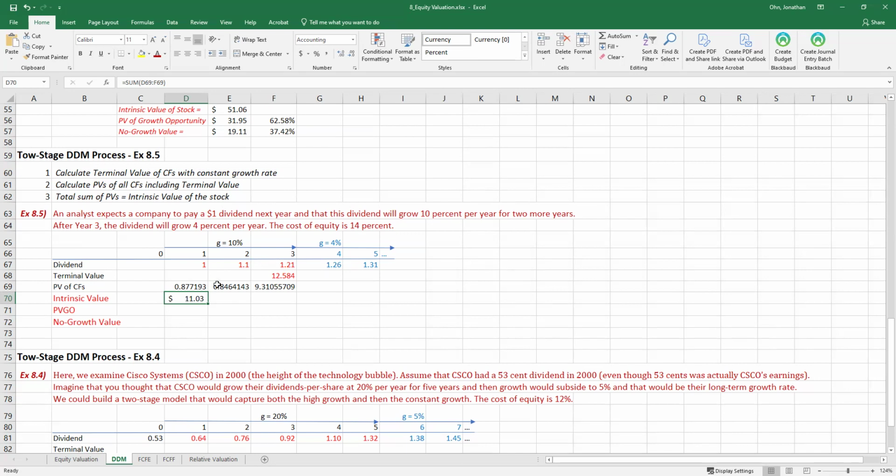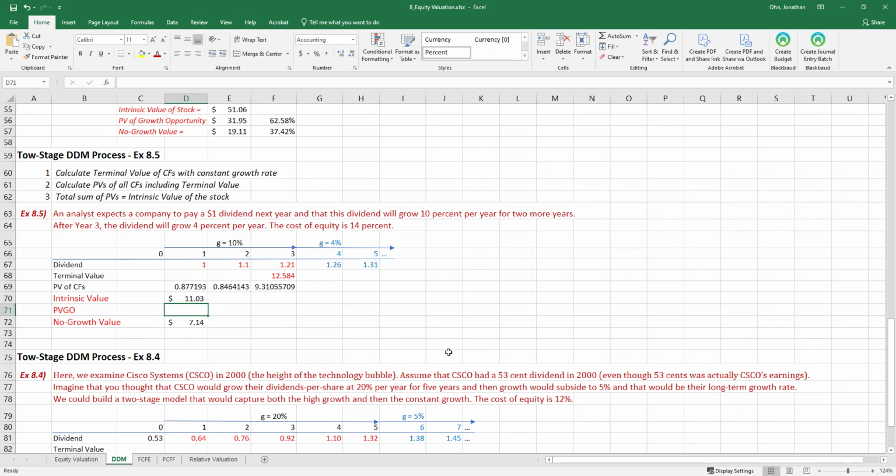Now, as I said, this intrinsic value, theoretical value, includes two components. One is the present value of growth opportunity. The other one is the no growth value. Let's start with the no growth value. D1 is this one, D1 over 14% minus 0. That is 7.14, as we did above.